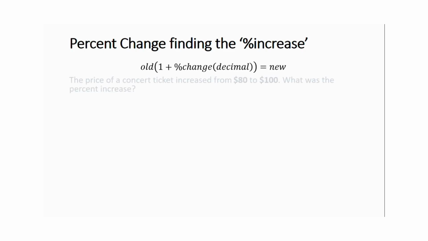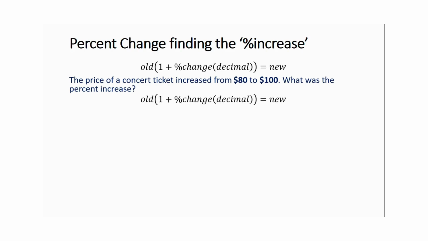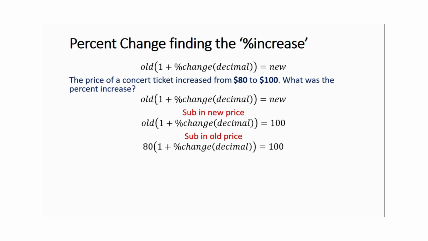Now, how do we find the percent increase when you're given the new price and the old price? So we use the same formula. The price of a concert ticket increased from $80 to $100. What was the percent increase? So we substitute in the new price, which is 100. We substitute in the old price, which is 80. And now we divide both sides by 80.